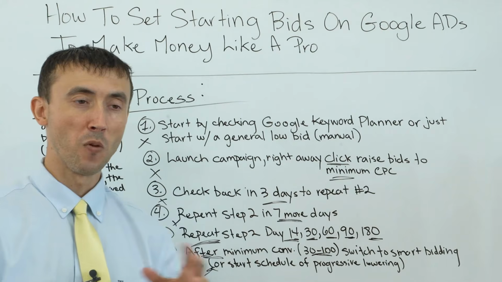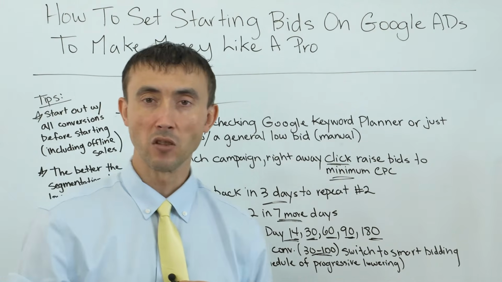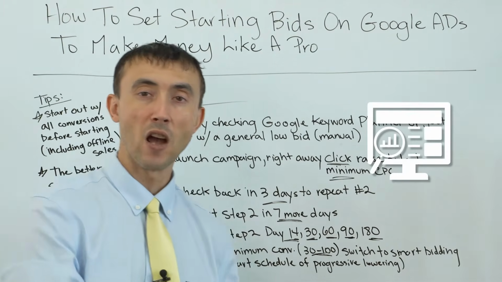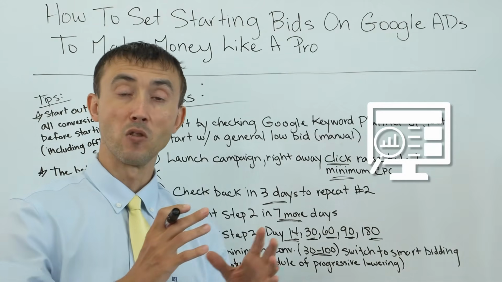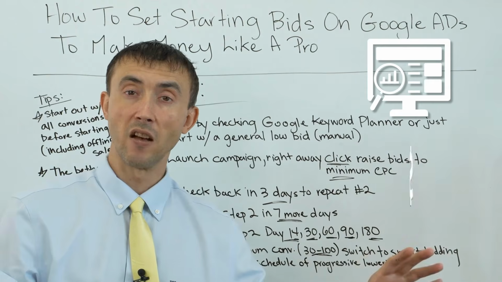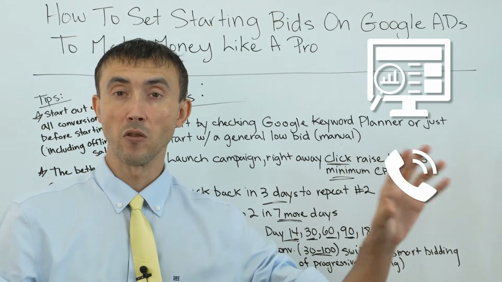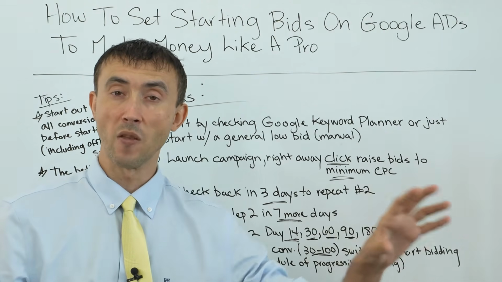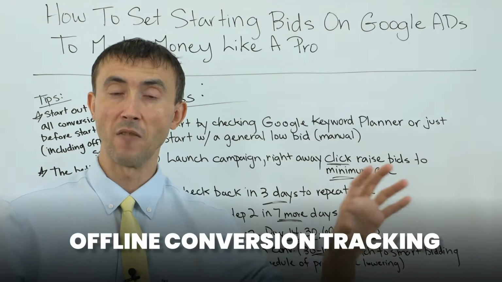To go full circle on this, before you advertise, you're going to set up your tracking. You're going to track if you're generating leads, the leads, and whether the leads turn into a sale, or if it's e-commerce, sales, including any sales that occur through the phone. You're going to have to get that in your account as well. That's done through offline conversion tracking. I've got videos about that.